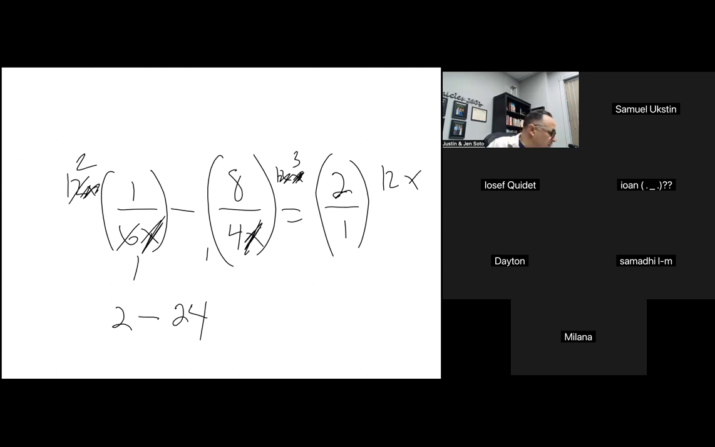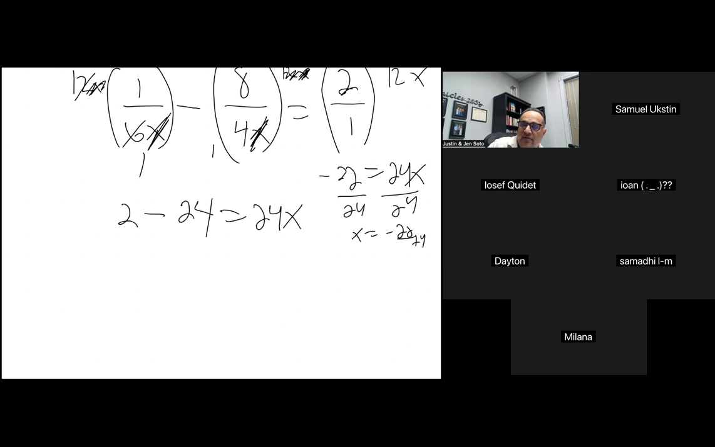And now I'm going to have just 12 times 2 is 24x. So this is going to be negative 22 equals 24x. Divide by 24, divide by 24. X is equal to negative 22 over 24, which is going to reduce to x is equal to negative 11 over 12. And that's the correct answer.